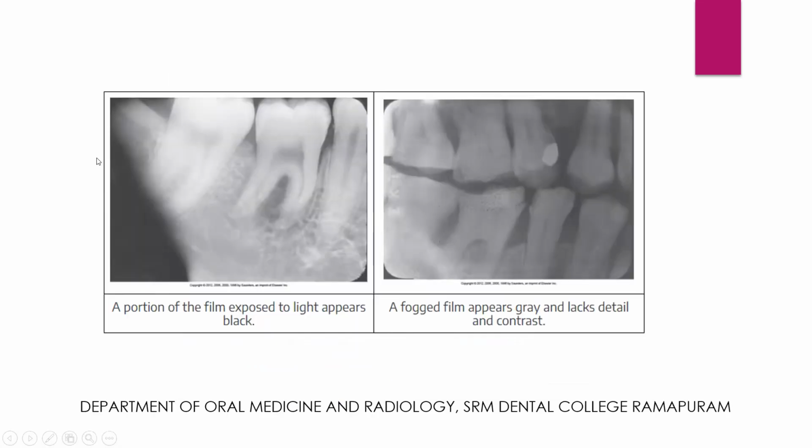And this is a portion of the film exposed to light, so it will appear black. In accidental light leakage, a fog film, it will appear more gray and it will lack proper detail, sharpness, resolution, and contrast. Thank you.